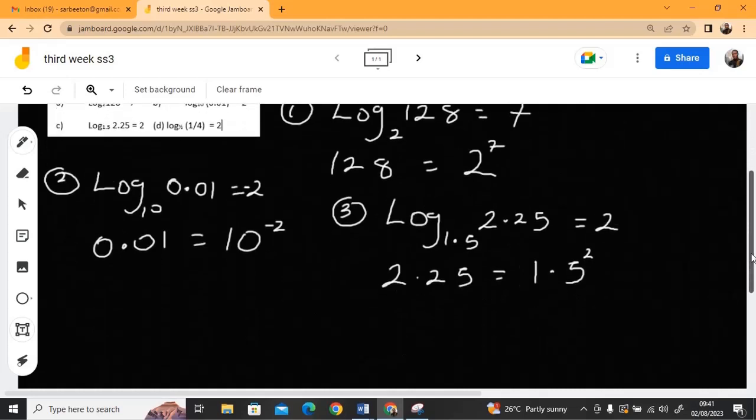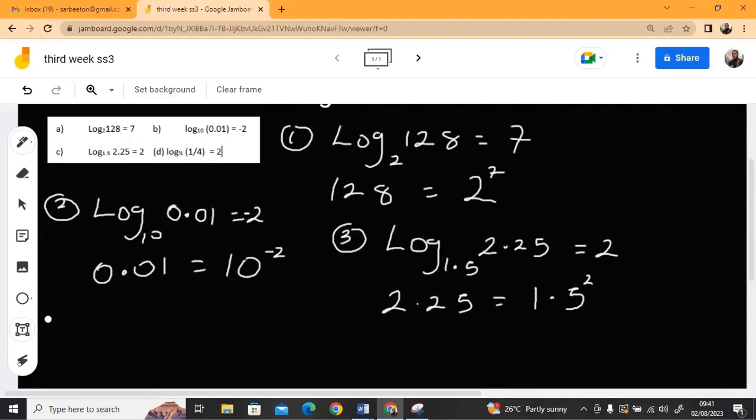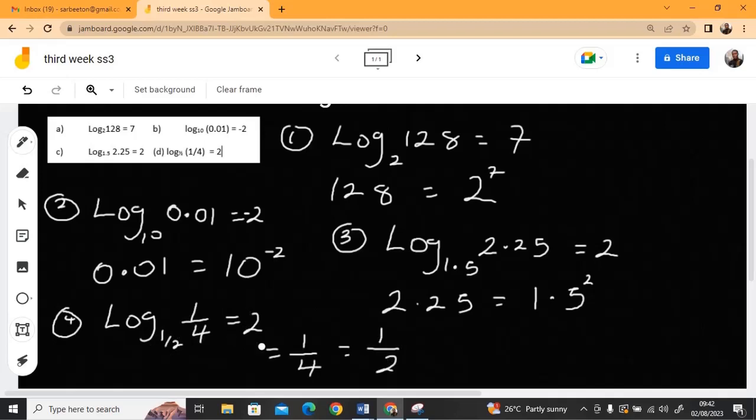Now let's look at the last one, which is 4. We have log base 1 over 2 of 1 over 4 equals 2. And I said this one here is going to stand alone, so it's going to be 1 over 4 equals, this one at the bottom here, the base, is going to stand as the big one, like 1 over 2. Then the left side is going to become the power. So I'm going to put it in brackets, so it's going to become the power. So this is your final answer.